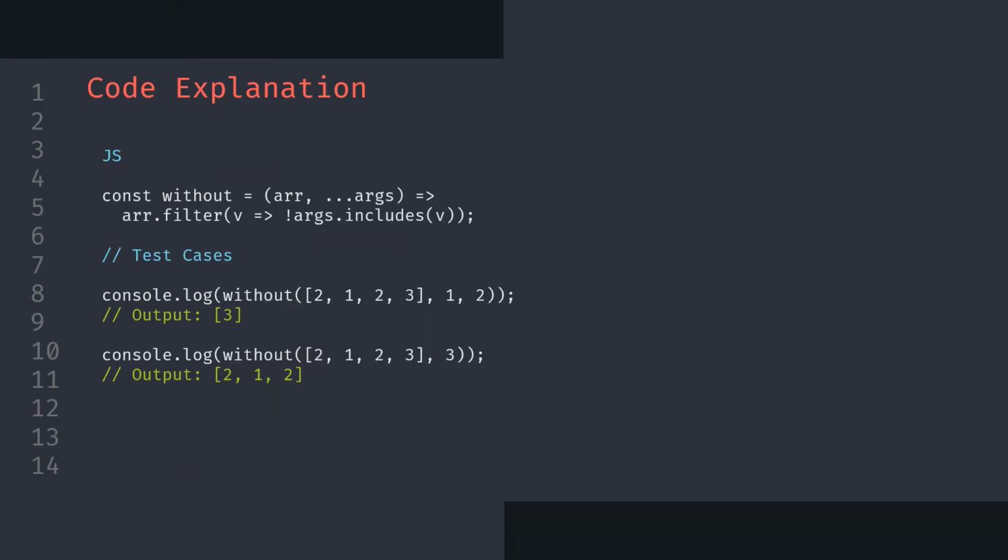Here's the JavaScript function. The function takes an array and a list of values to exclude. The filter method iterates through the array and keeps elements that are not included in args. The result is a new array that excludes the specified values. It is efficient and concise.